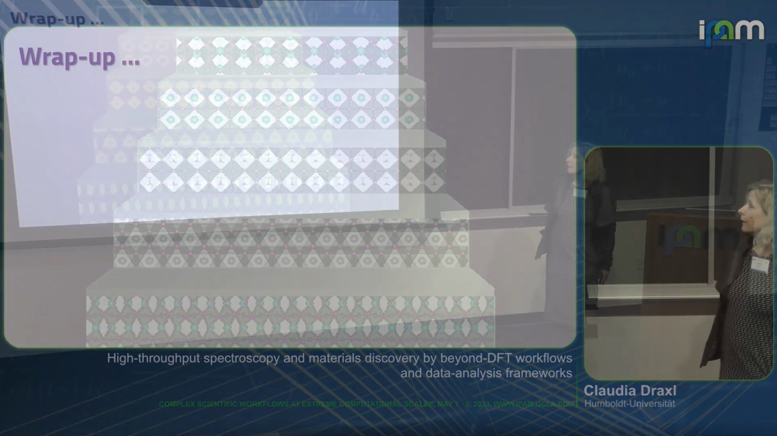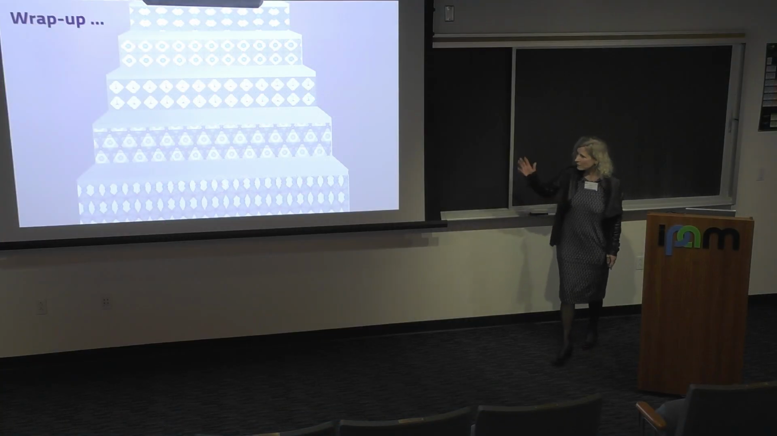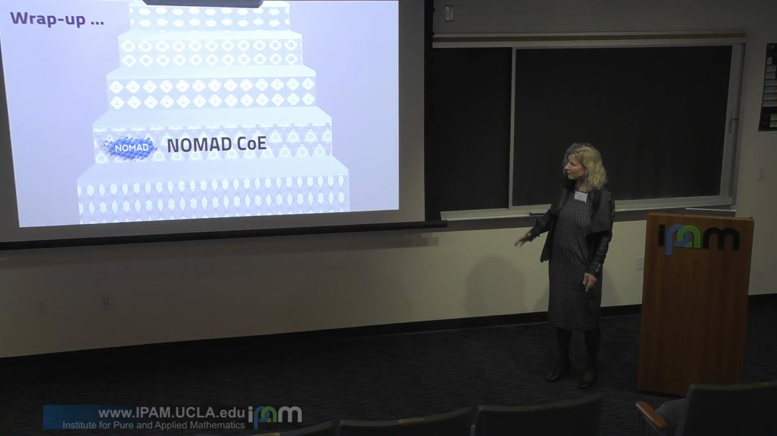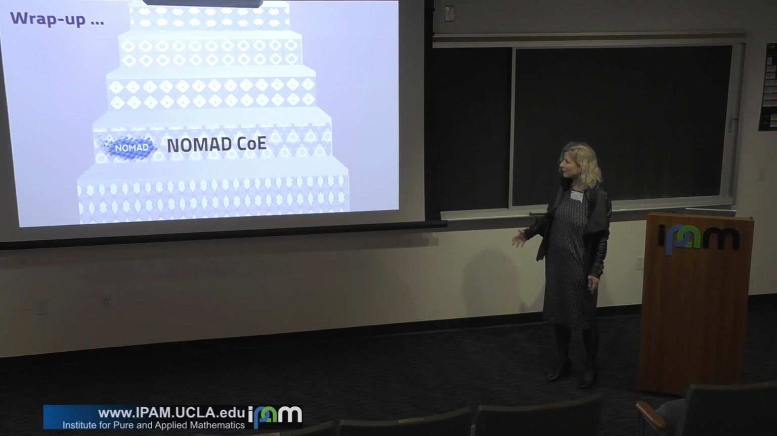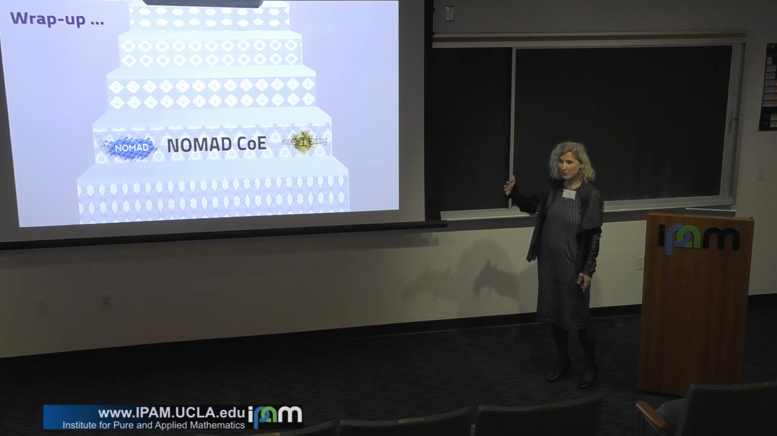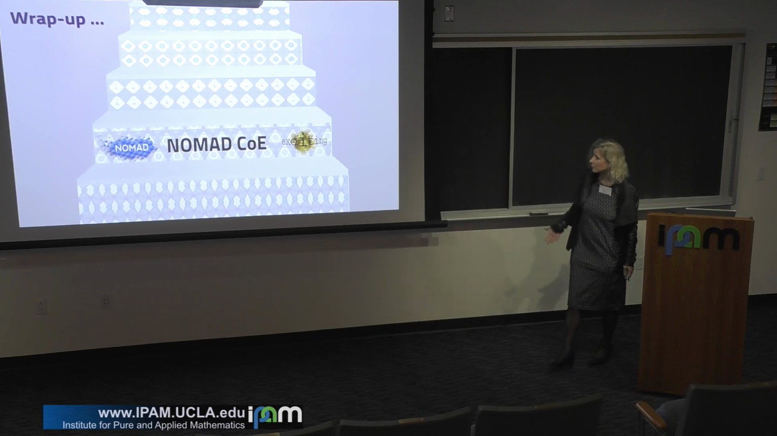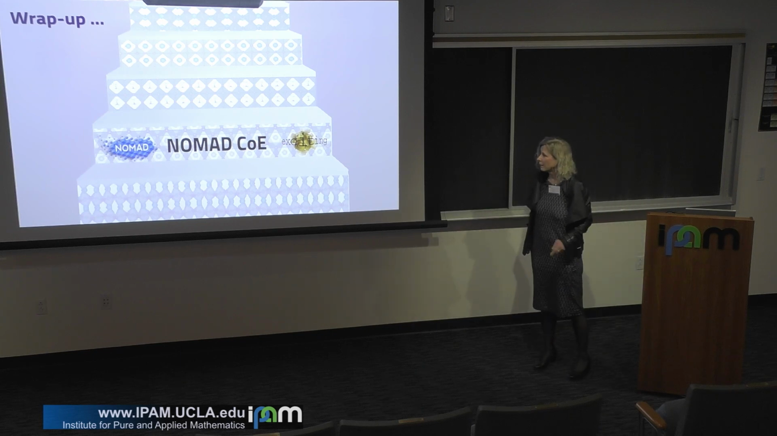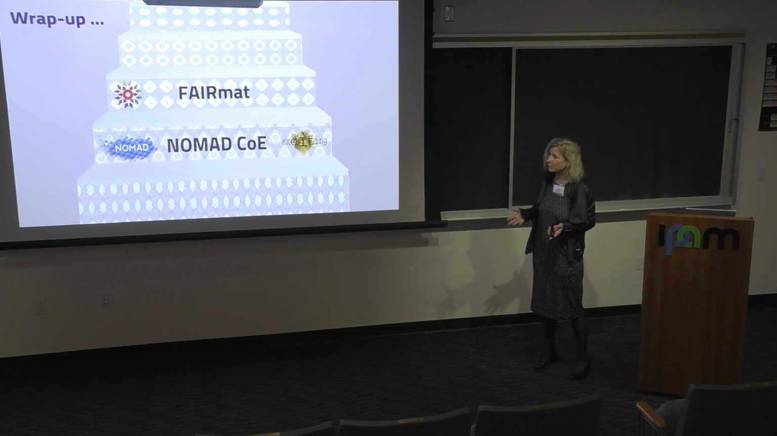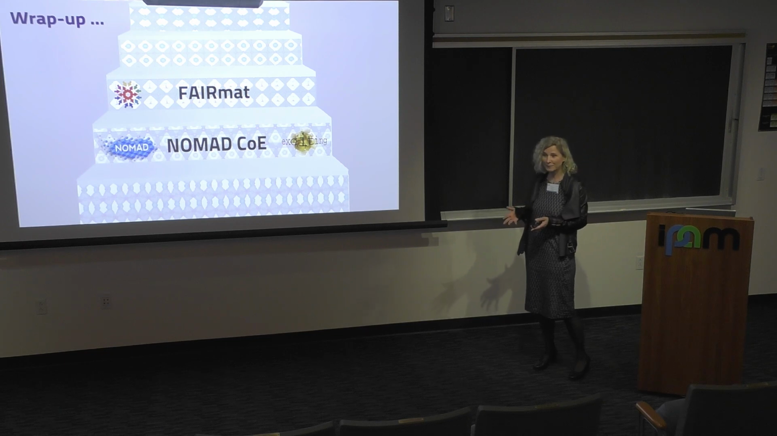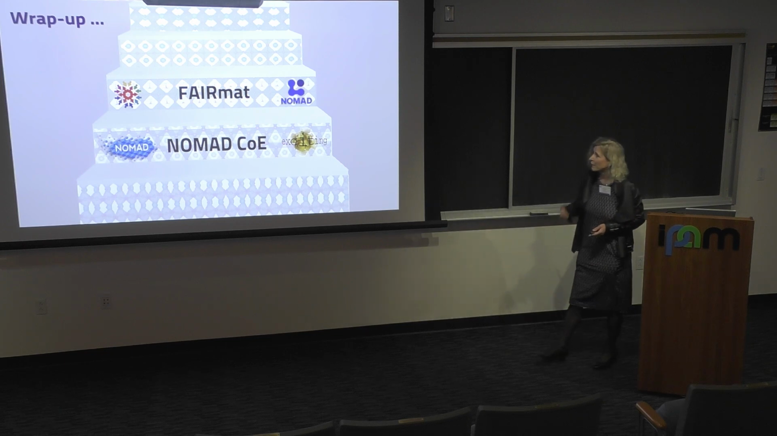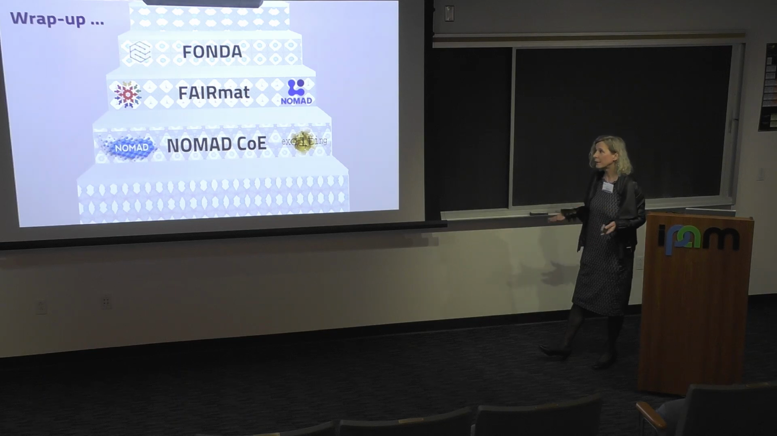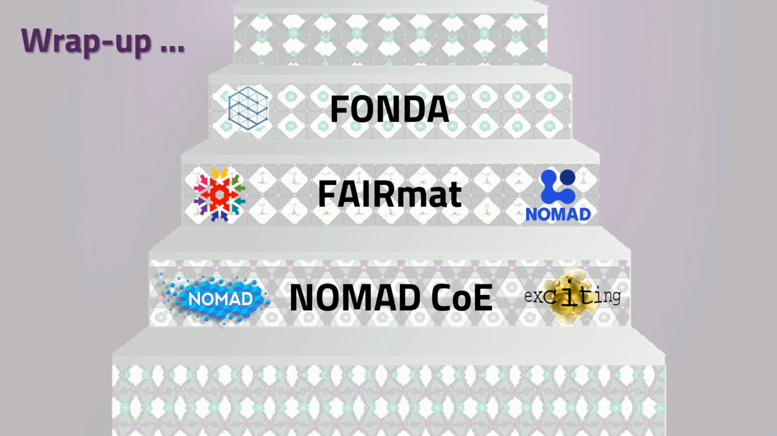Now, let me wrap up. Just to repeat, I've introduced three projects to you. One is a project that helps us to produce data with reasonable or very good quality and fast codes. Another project harvests the data and makes it ready for reuse, so this develops the NOMAD data infrastructure. And another project allows us to measure data quality and explore data spaces. And this is the project FAIRmat.